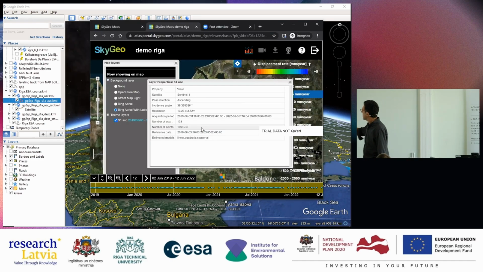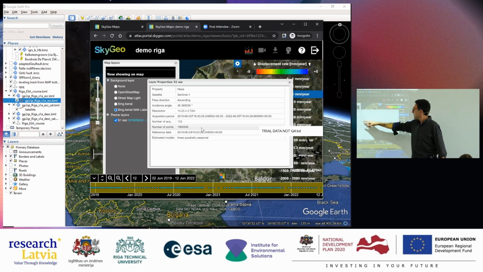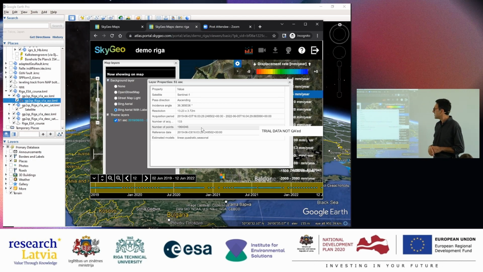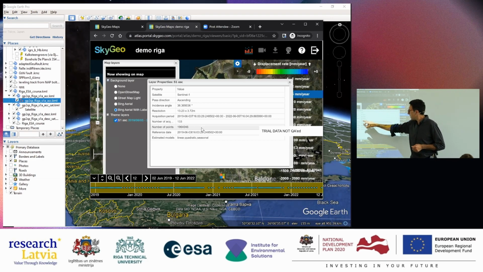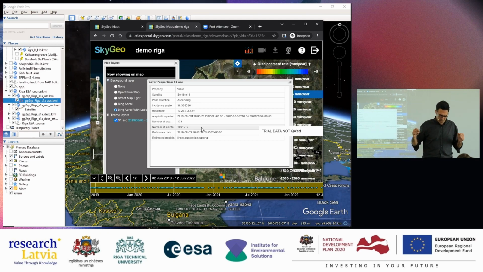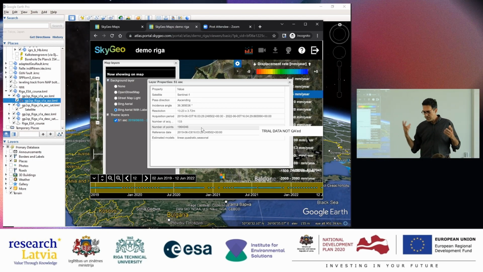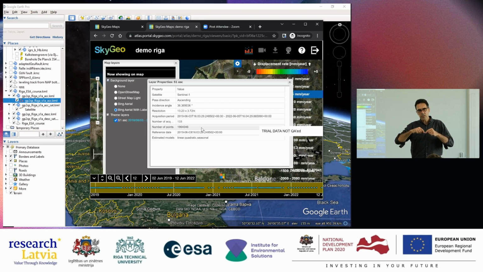What else? The resolution. So this is the resolution of the sensor. I got some questions from some of you here. So 13 meters by 3.7 meters. This is actually range resolution. This is the range direction, and this is the azimuth direction. So the basic message is that the pixels that we get on the ground are not squares. They are rectangles, like this classroom is a rectangle.